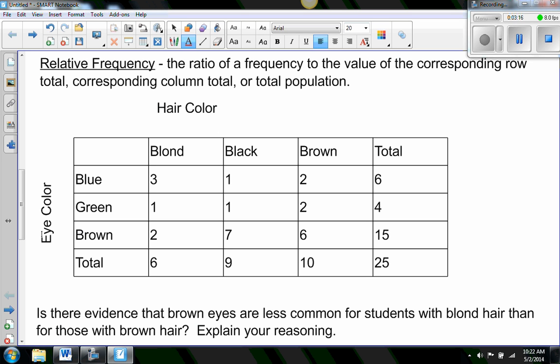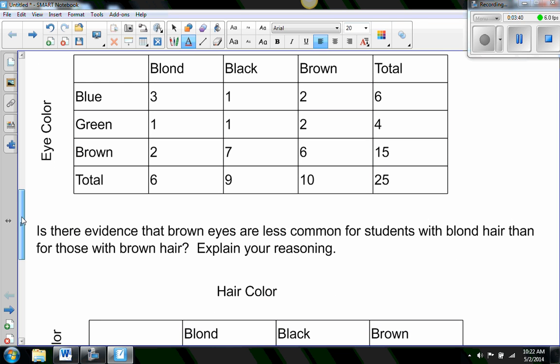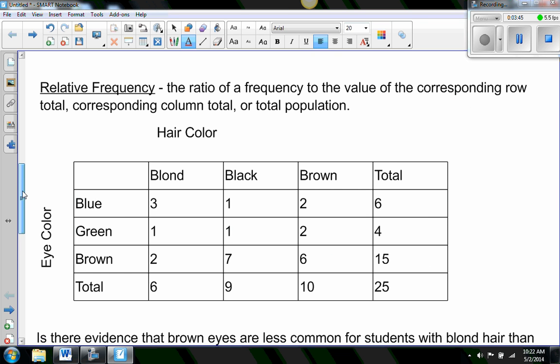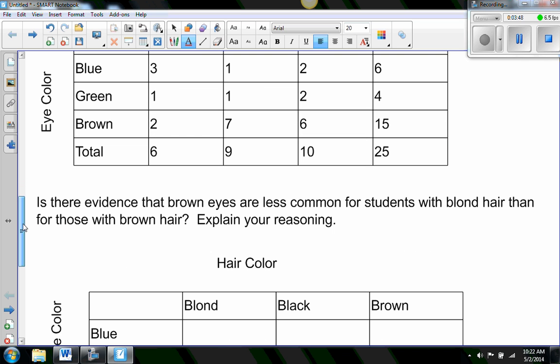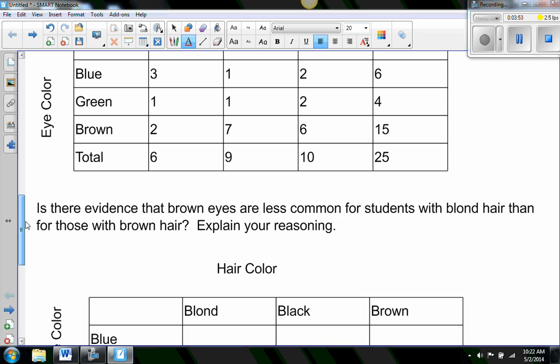We're going to use this one to answer the questions that we have here. On the bottom, it says, is there evidence that brown eyes are less common for students with blonde hair than for those with brown hair? Explain your reasoning. Okay, well, we're going to make a relative frequency table using this information. If you look back at what relative frequency says, it says the ratio, right? So we're going to use ratios in our second table. So I'm going to start with blonde-haired, blue-eyed people. How many of them were there?